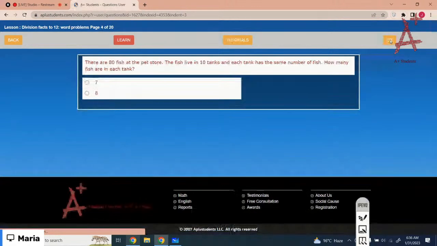Okay, the next one is there are 80 fish at the pet store. The fish live in 10 tanks and each tank has the same number of fish. How many fish are in each tank? So you have to do 80 divided by 10. So which is the correct option? Very good. It would be 10 times 8 is 80. So it is 8.